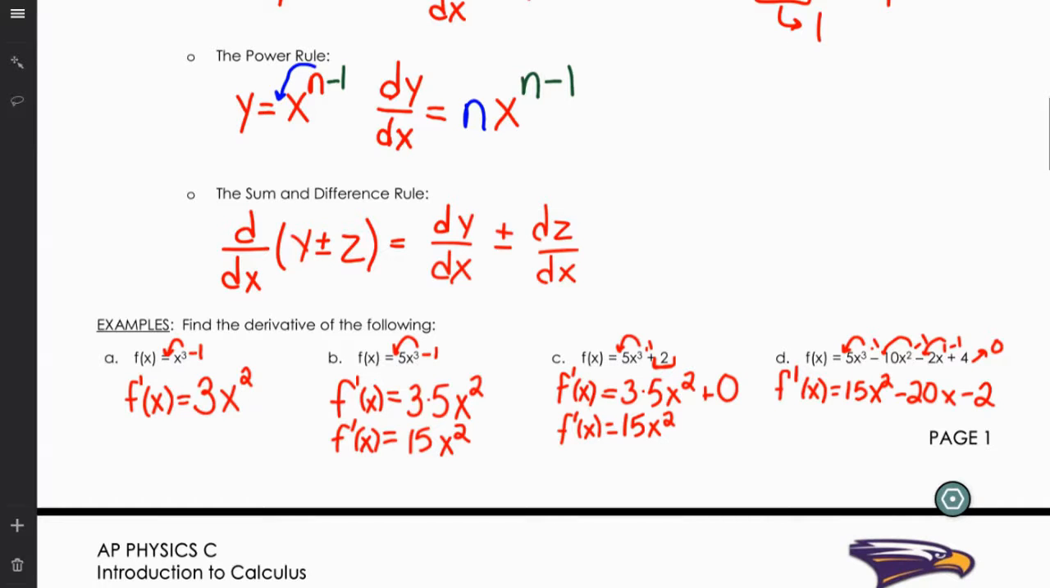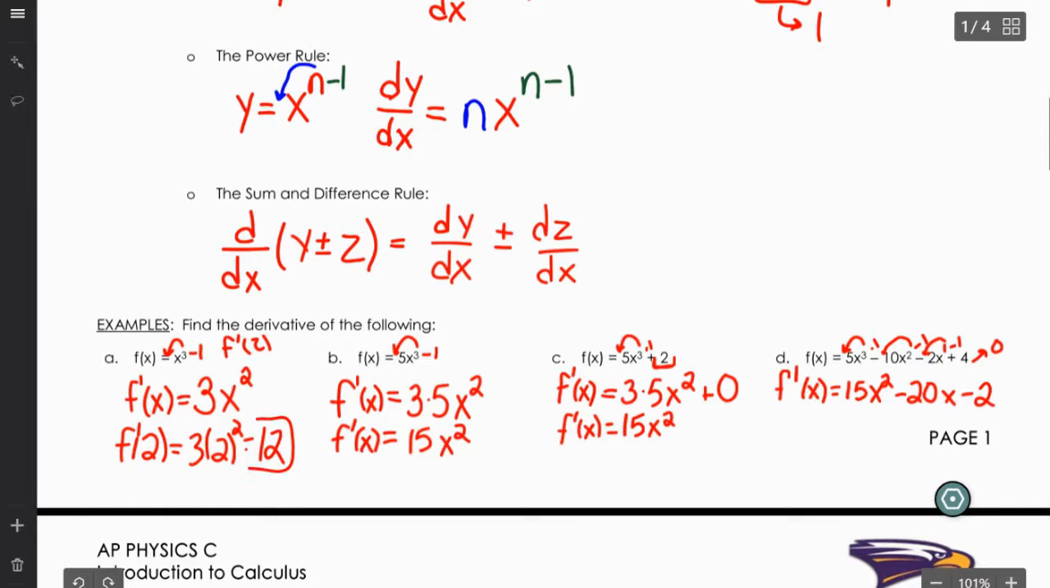And then if I'm looking for a specific point, now I just plug that value in. So if I want to find what f prime of 2 is, let's just say for part A, now I'm plugging in 2. So f prime of 2 is 3 times 2 squared, which is 12. So that's telling me that at x equals 2, the slope of the function is 12.